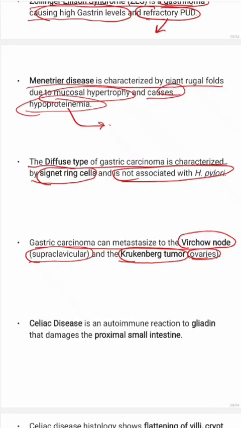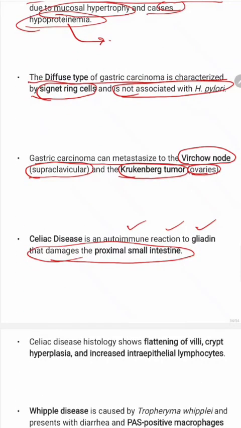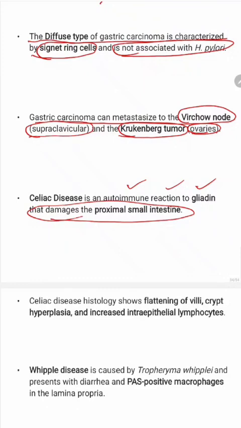Now, celiac disease. So, celiac disease is an autoimmune reaction to gliadin. Okay, that damages the proximal small intestine. It is an autoimmune disease and its histology will show flattening of villi, crypt hyperplasia, and increased intraepithelial lymphocytes. Okay, so celiac disease is autoimmune and there will be flattening of villi, crypt hyperplasia, and it is an autoimmune reaction to gliadin.